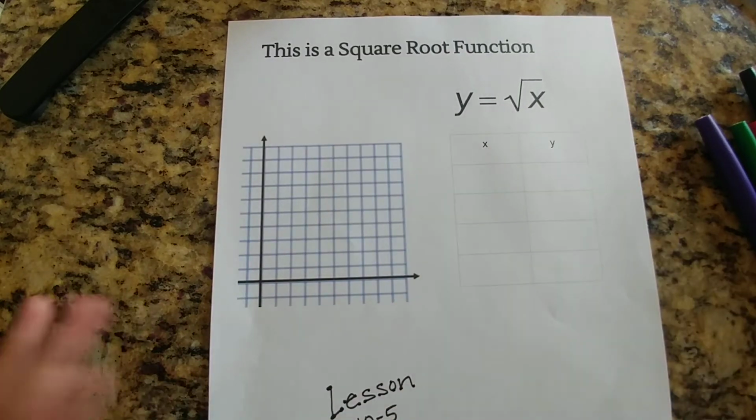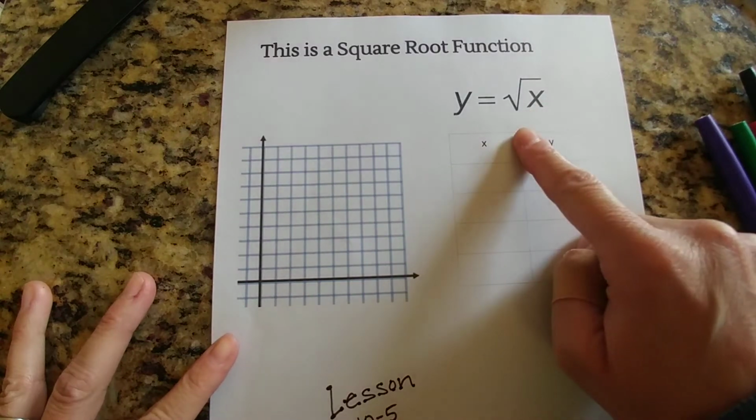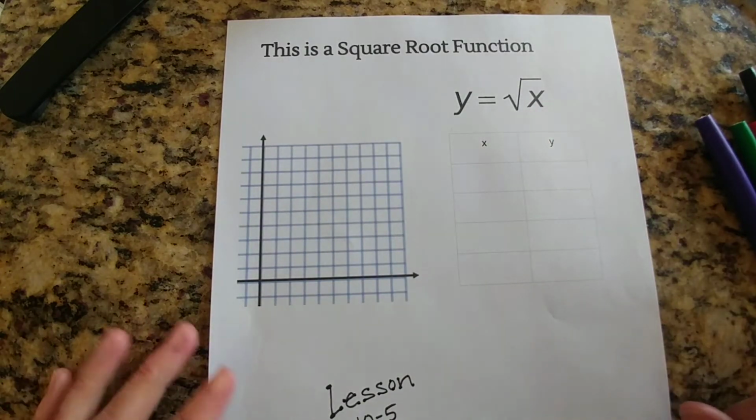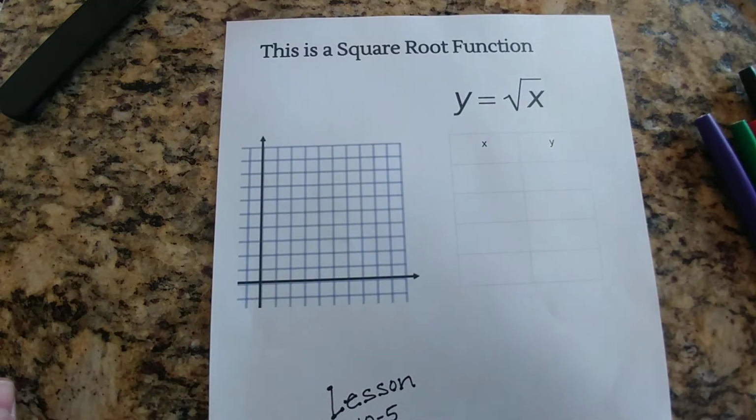This right here is the parent square root function. That means it's the most basic or simplest of the square root functions, and all other square root functions are just a transformation of this function right here. So let's explore a little bit what this is going to look like if we were to graph it.